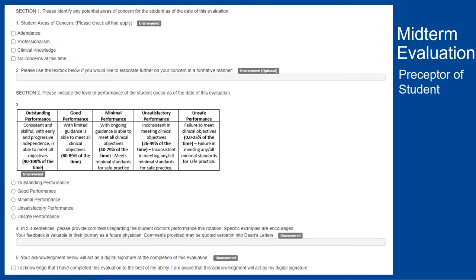Your feedback is valuable in multiple ways to the student doctor's journey. Objective and constructive feedback will help the student be aware of what they are doing well and what they can improve upon. Also, the comments provided may be quoted verbatim in the student's dean letter. It is crucial that you provide true and honest feedback about the student's performance in this section. If you have any questions or concerns about leaving comments, please feel free to reach out to your SHSU COM clinical coordinator. Question 5 is an acknowledgement of all previously stated information and acts as a digital signature.